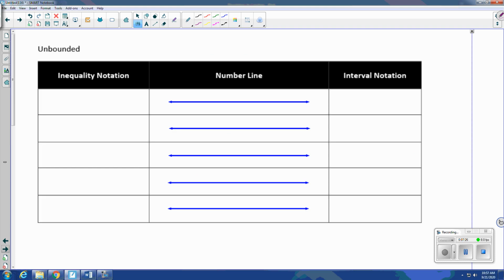Now jumping over to unbounded. Unbounded means that the interval extends forever in one or both directions.